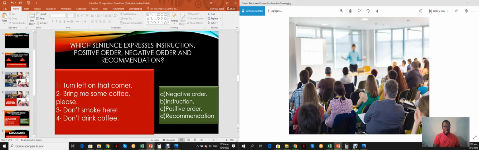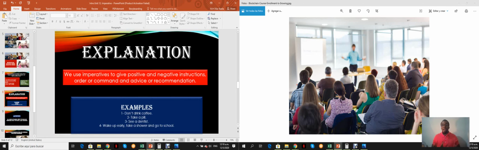So they would read like: turn left on that corner, bring me some coffee, please. Don't smoke here, or don't smoke in here. Don't drink coffee. And you have negative order, instruction, positive order, and recommendation. I would ask them to match them in group, and after that, I would check to see how well they did in the exercise. So after that, it will be my time.